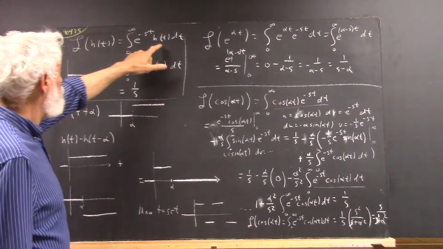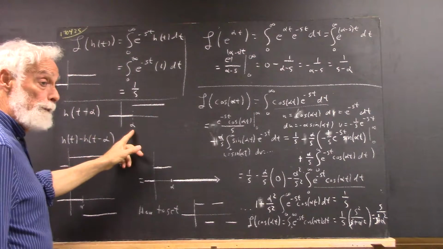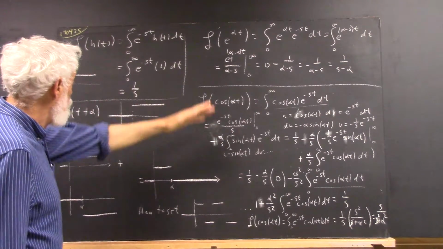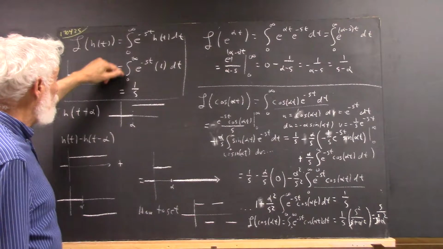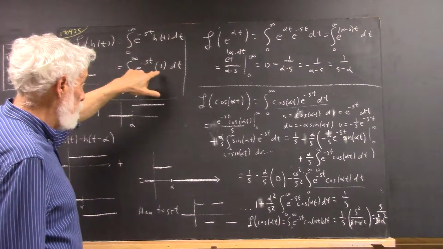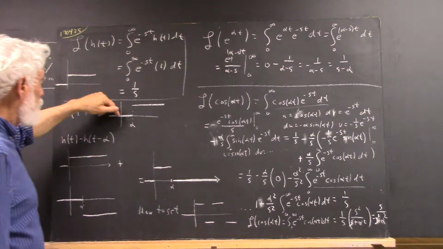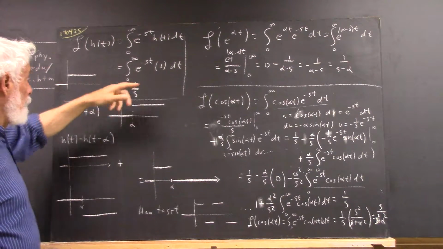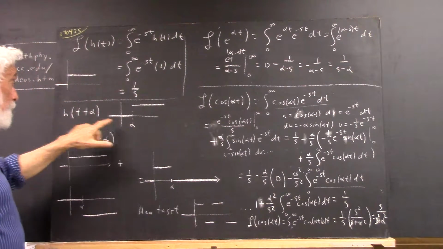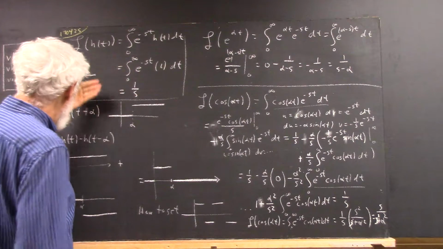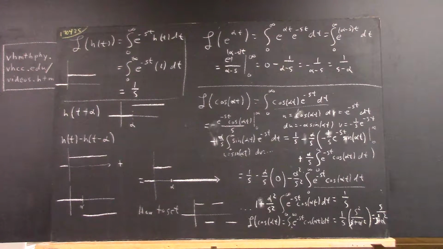integral, the Heaviside function would be 0 up to alpha, and then it would be 1 thereafter. So you'd have the integral from alpha to infinity of e to the negative st times 1. Because the integral up to alpha, you're multiplying by the Heaviside function h of t minus alpha, which is 0. So you should be able to work that out rather easily.